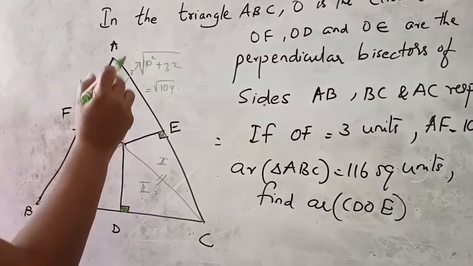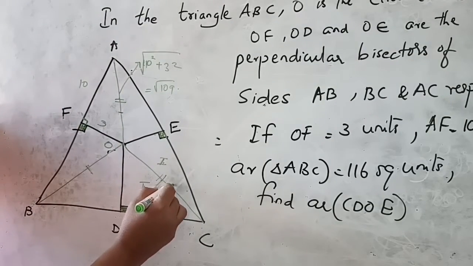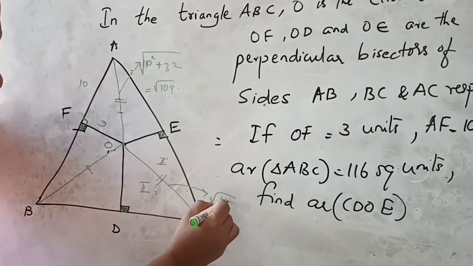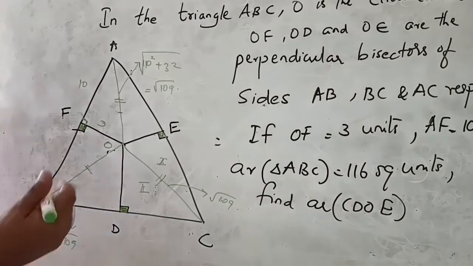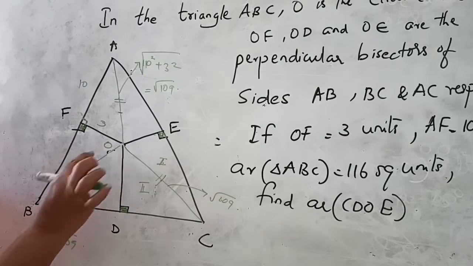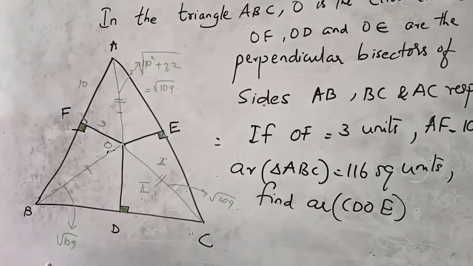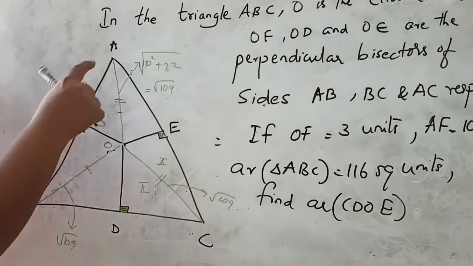So what I get is, this is root 109. This also has to be root 109. And the measure of this particular line segment, which is given by OB, is also root 109. Okay. What else can I find from this particular diagram?